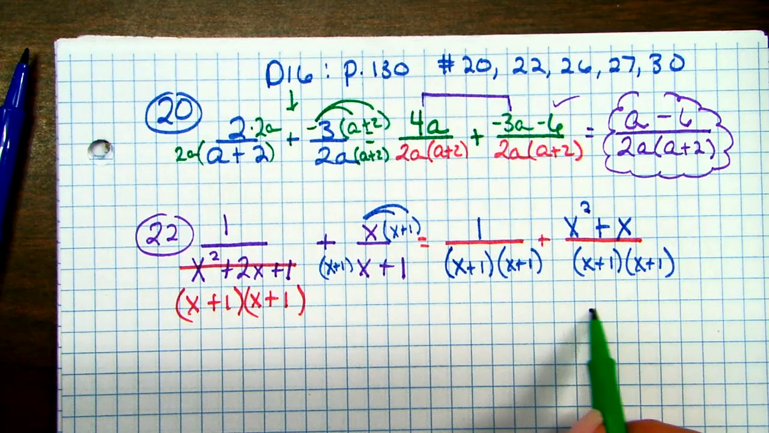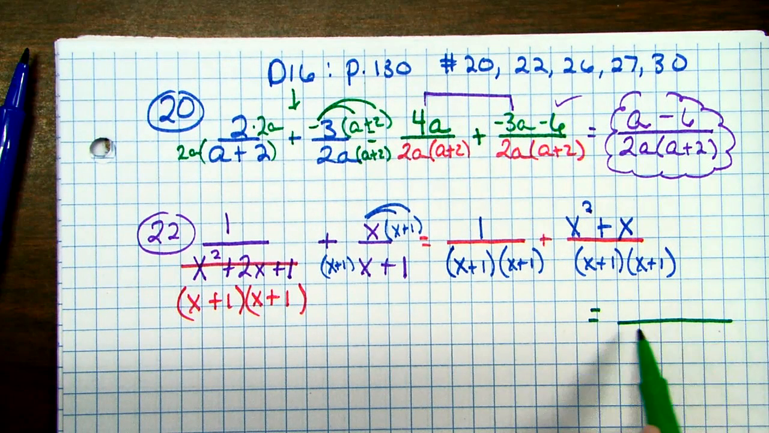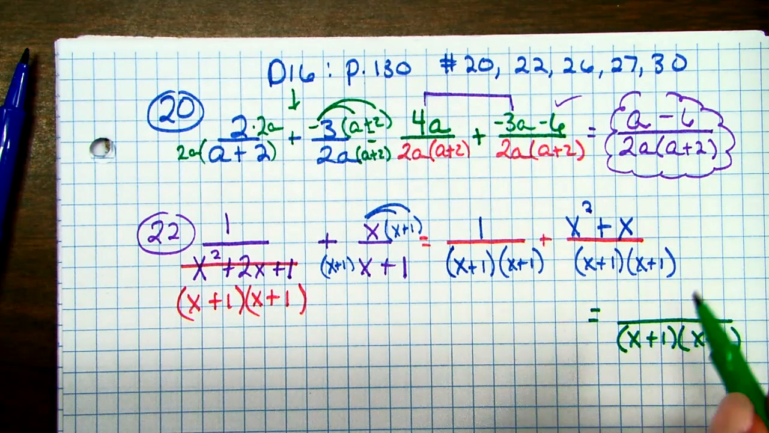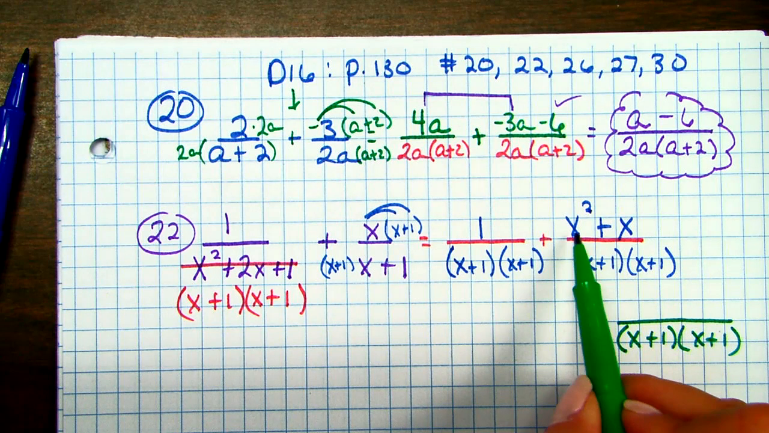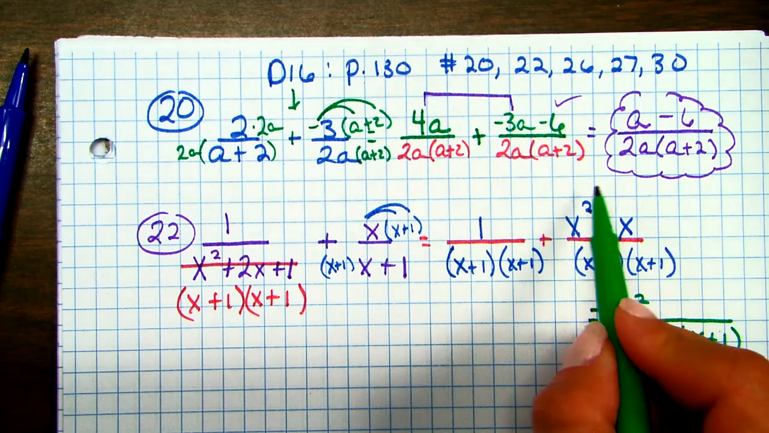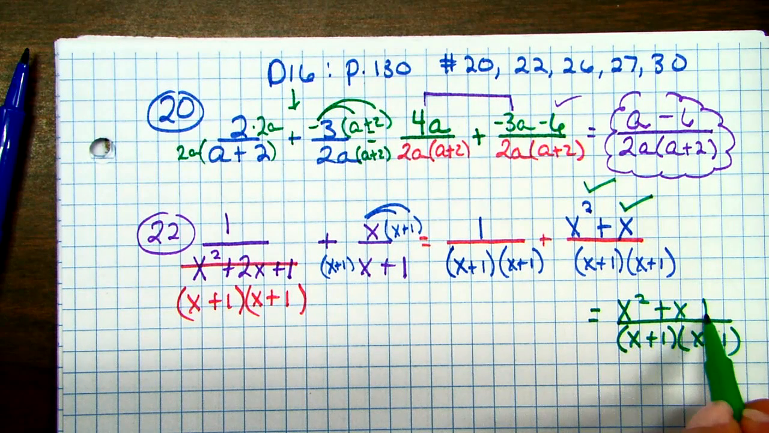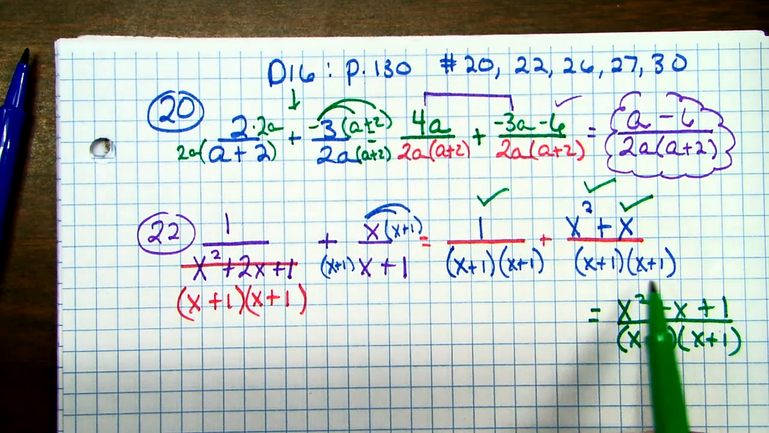And ready to put it all together. And you could have written that as x plus 1 squared, meaning 2 of them. And in standard form, x to the second would go first, then x, and then the 1.